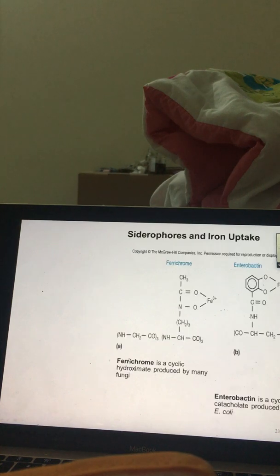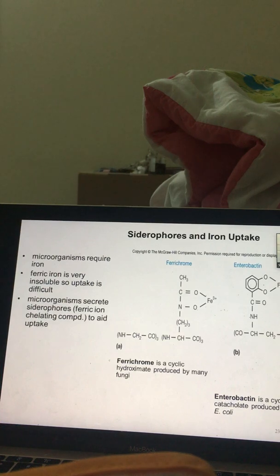So moving on, we call it transport of iron, or iron uptake in the cell. Microorganisms also require iron, and this iron transport is very difficult for the cell because it's insoluble, and ferric iron especially is needed in the cell. So how do cells transport ferric iron inside the cell? They actually secrete what we call siderophores.